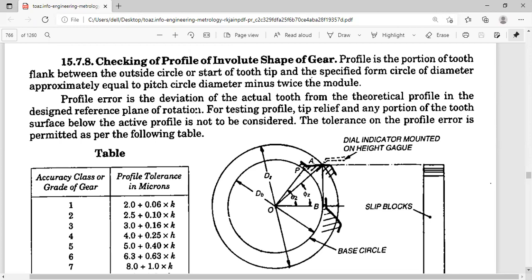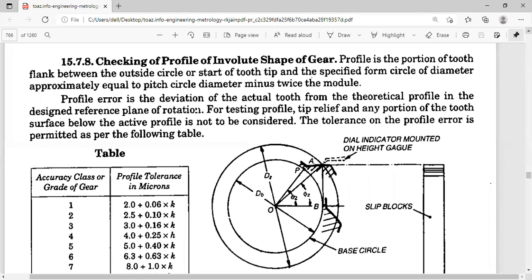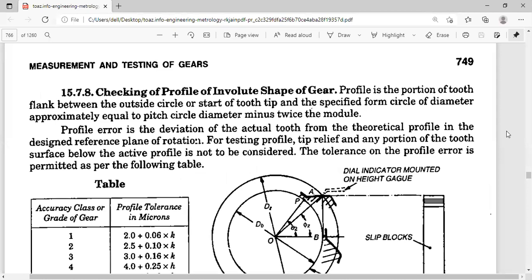So what is profile? Definition: profile is the portion of the tooth flank between the outside circle or start at the tooth tip and the specified form circle of diameter. You can see the profile with the optical projection method also. You have to compare the gear you have manufactured with the trace you have already made on a tracing paper or some thick paper of some gauge.